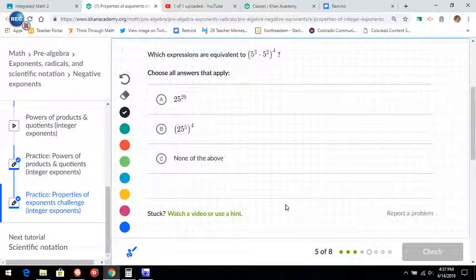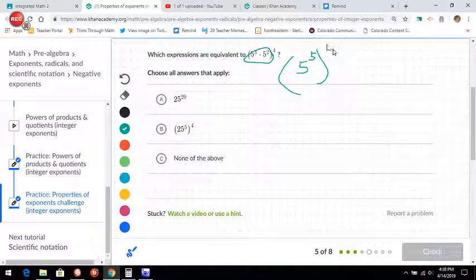Okay, so I think you get the idea. I'll do these last few really quickly, but you may not need to watch all of these. This you could add the exponents right here. 3 plus 2 is 5, so that'd be 5 to the 5th, and then raise that to the 4th power. So you would do 5 times 4, which would be 20. So it'd be 5 to the 20th.